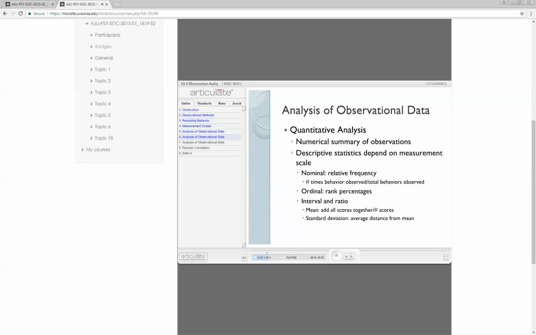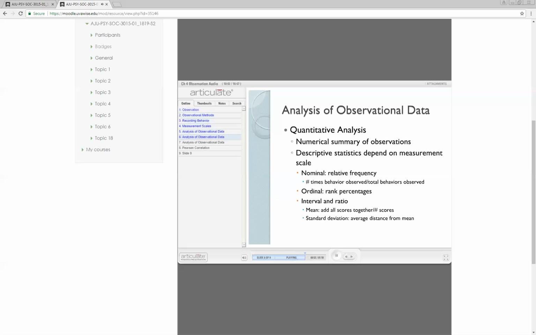What you can do depends on the measurement scale. If you have a nominal scale, if you're counting the number of times a child is alone, a child is victimized, a child is with other people, basically the only descriptive statistic you can look at is the relative frequency. So how many times a behavior is observed divided by the total number of observations. So maybe we find that 75% of the time people who are observed are alone, and 25% of the time they're with other people. That relative frequency, the percentage of time they engage in the behavior, is the data that we can use for nominal scales.